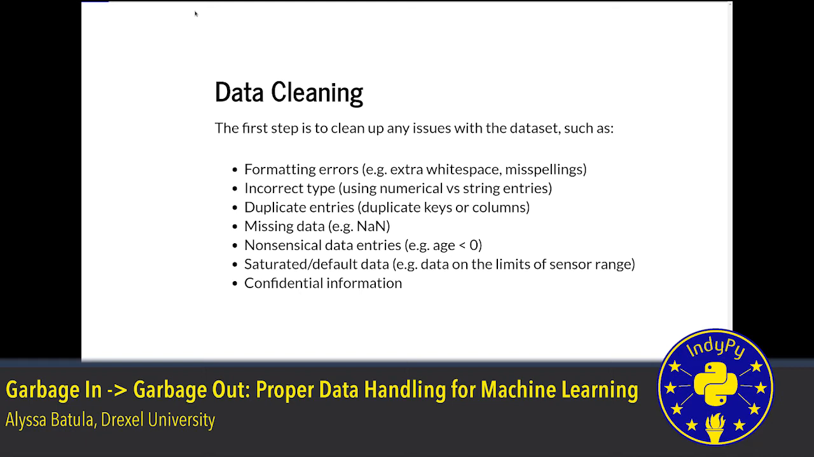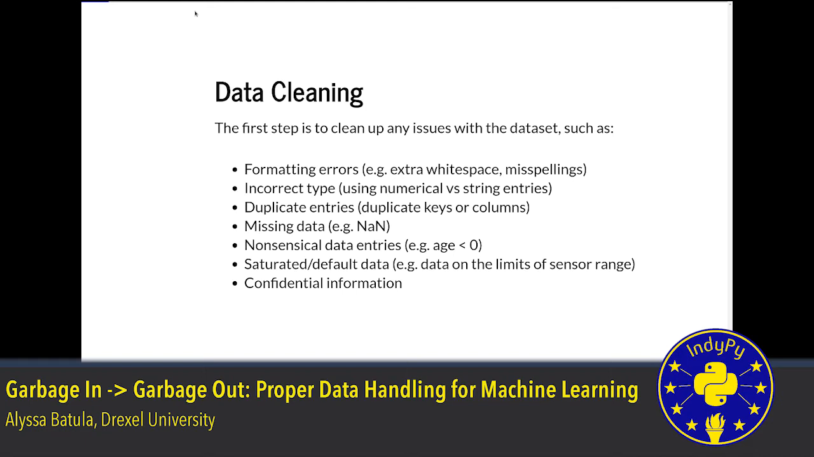You don't want any person to be counted twice, because now they are twice as important as any other person in your data set or any other example. So you want to make sure that every entry is only in there exactly once. Dealing with missing data: if something wasn't recorded or it's lost from your data set, how do you handle that? There's also nonsensical data entries. A negative age doesn't make any sense. We want to get things like that out of your data set.